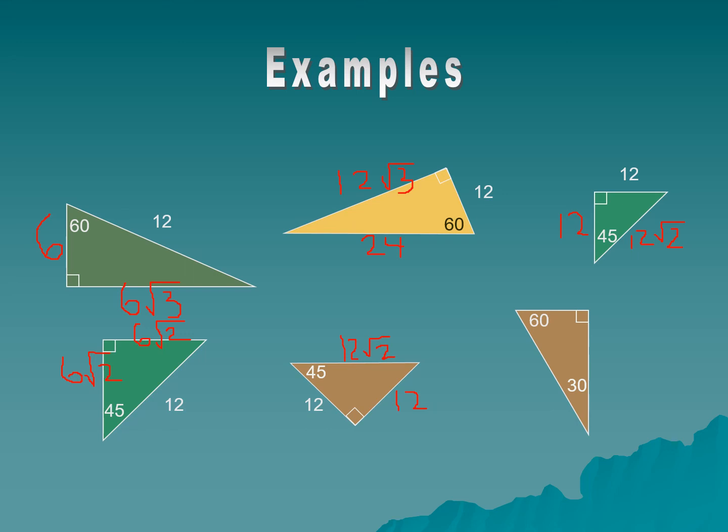All right, and then our last example for the day. If I give you a 30, 60, 90 right triangle and I give you the long leg to be 12, to find the short leg, we have to divide by 3 and then multiply it with the square root of 3. To get the hypotenuse, you double the short side with the square root of 3.